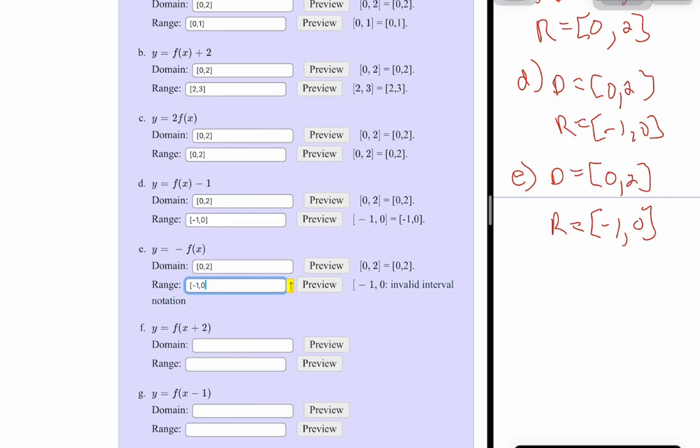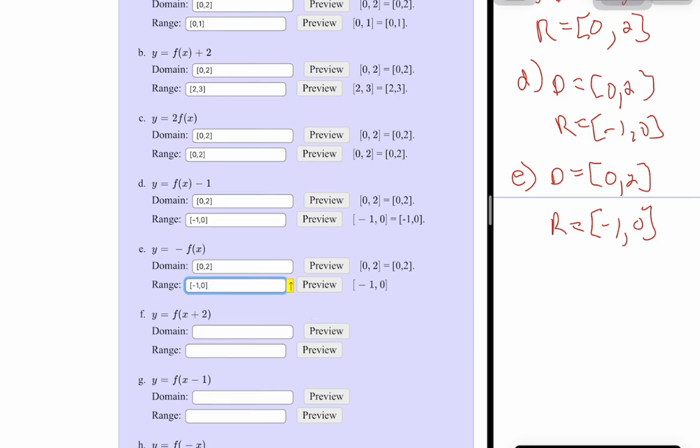Think about our function, which went from 0 to 1, got flipped over. Now it goes least to greatest, -1 to 0. Now, for the first time, we have something that has changed our domain. What does it do when we add 2 on the inside of the function?